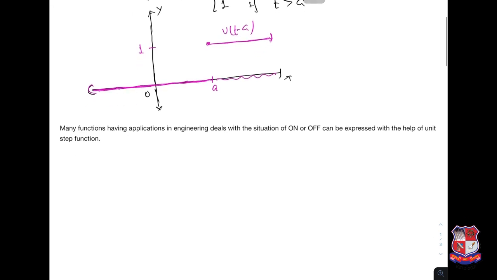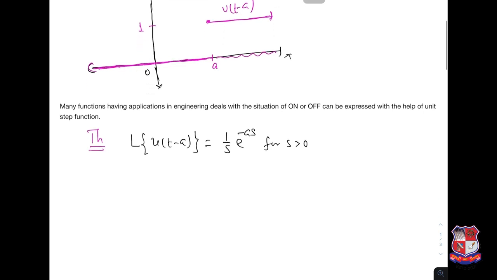Let us first find the Laplace transform of unit step function. That's easy. So Laplace transformation of this unit step function, we shall prove, will be 1 over s e to the power minus as. That's not difficult to prove.